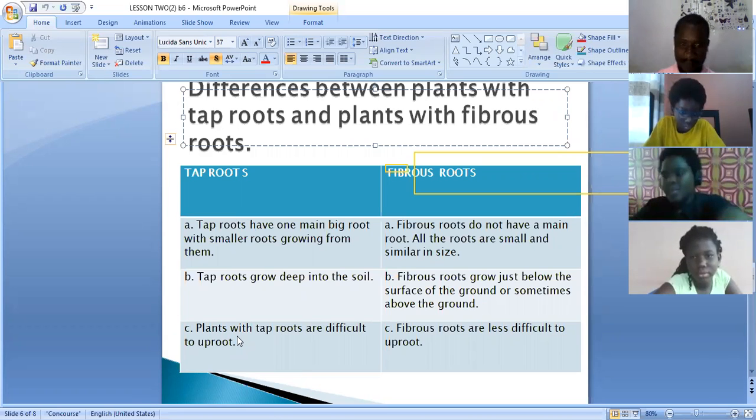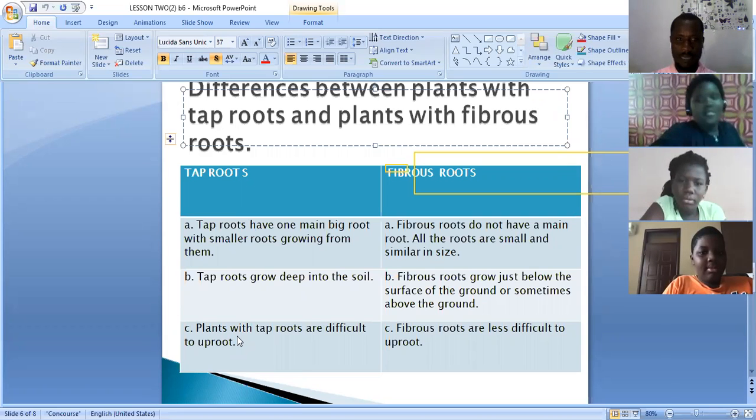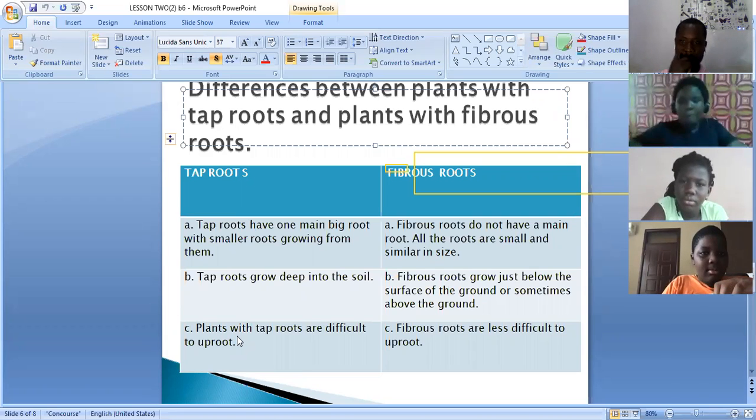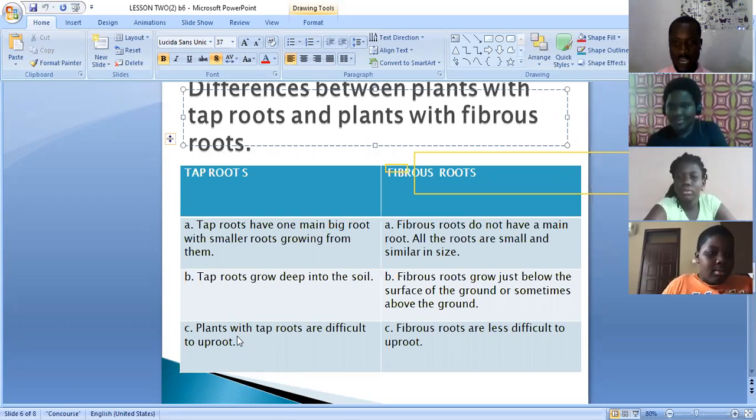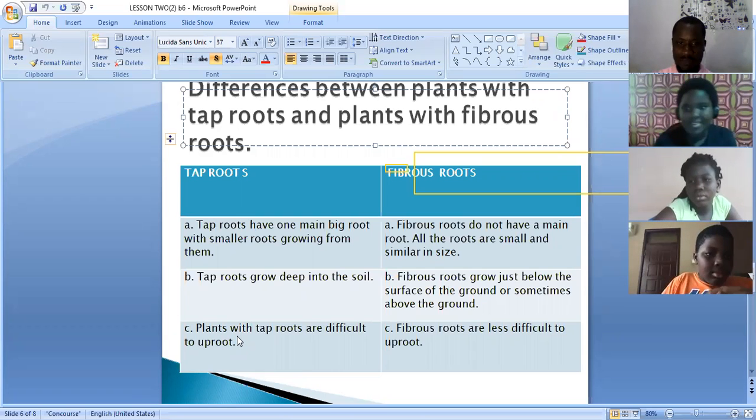So plants with tap roots are difficult to uproot. I wanted to ask whether it is true or false. Let me hear from you. Kekeli, Somoji, do you agree that plants with tap roots are difficult to uproot? If you say yes, explain. Somoji, Kekeli.